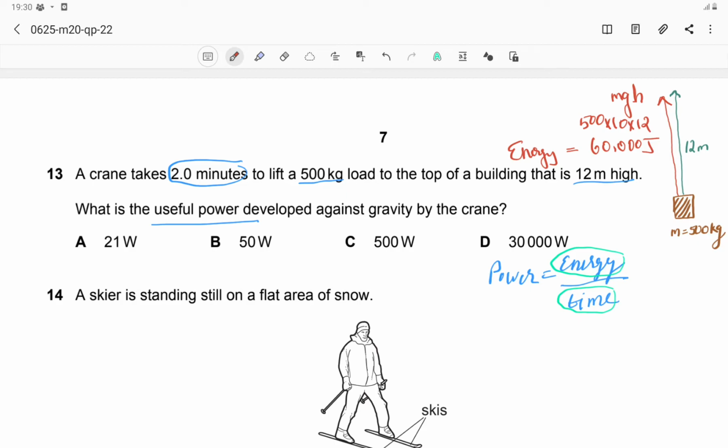So we can substitute this energy and time in the equation. So you will get the total energy that we have calculated, and the energy will be equal to the potential energy gained by the mass, that is 60,000 joule over time. Time is given as 2 minutes, so we have to convert it into seconds. So 2 times 60. And the answer will be 500 watt. Now the correct answer is option C.